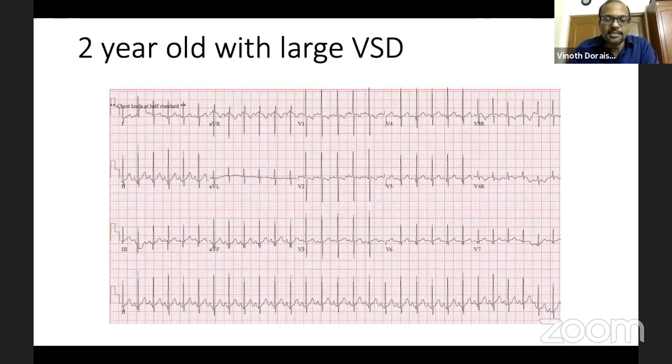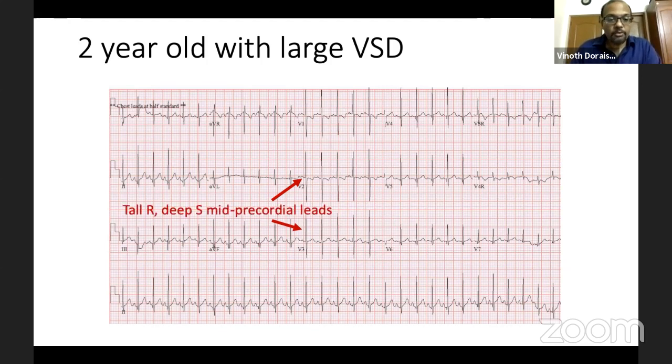So consider this ECG. This is a 2-year-old with a large VSD. Immediately see the mid precordial leads like V2 and V3. You have a tall R wave and a deep S wave. But if you see this, the tall R wave plus the deep S wave comes only to around 30 millimeters. So it's not satisfying the criteria of the Katz-Wachtel phenomenon.